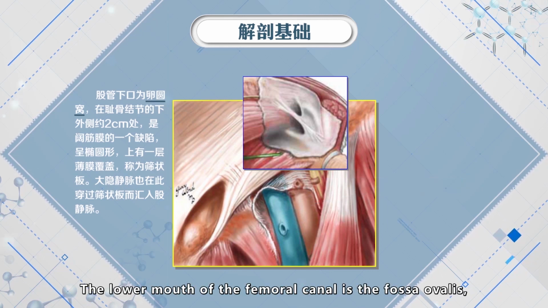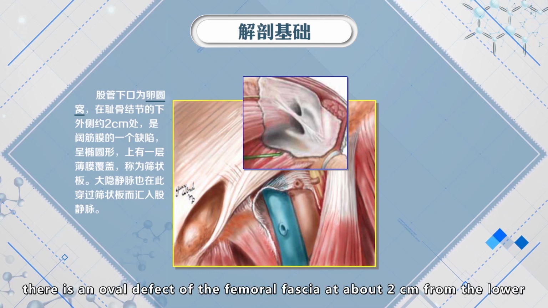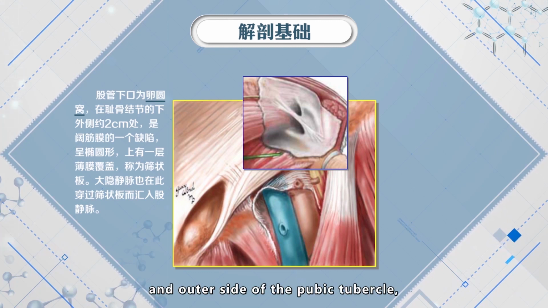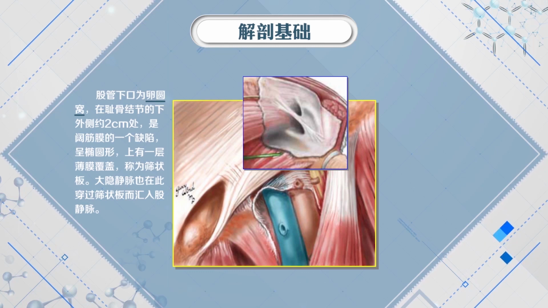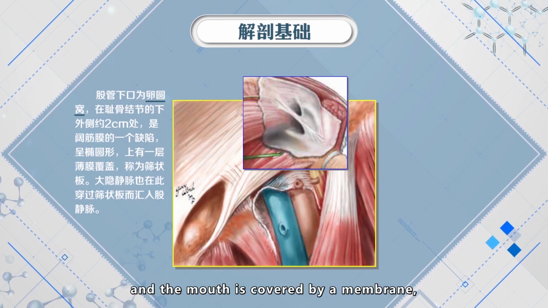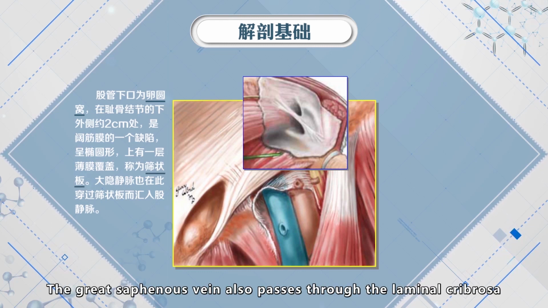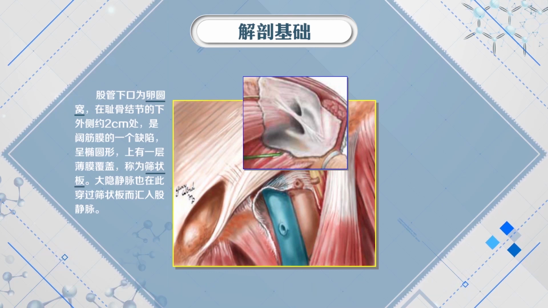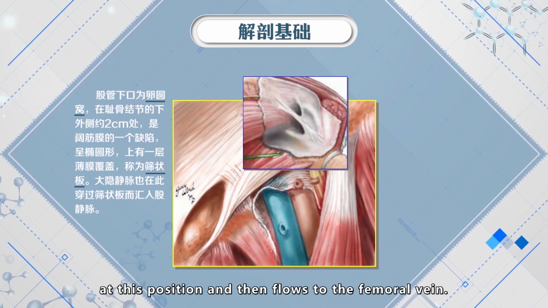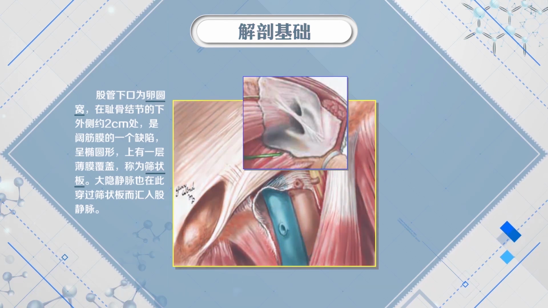The lower mouth of the femoral canal is the fascia ovalis. There is an oval defect on the femoral fascia at about 2 cm from the lower and outer side of the pubic tubercle, and the mouth is covered by a membrane, also called the lamina cribrosa. The great saphenous vein also passes through the lamina cribrosa at this position and then flows to the femoral vein.